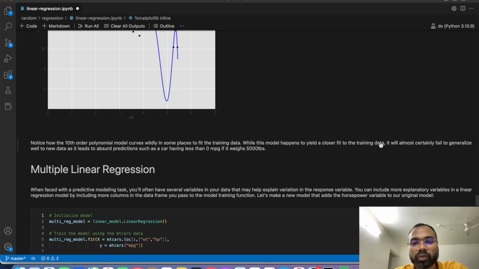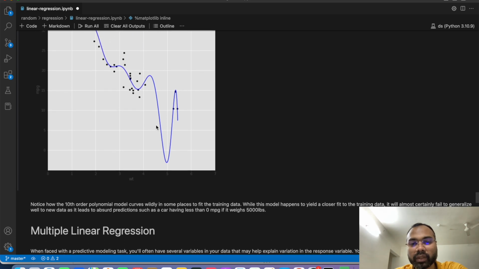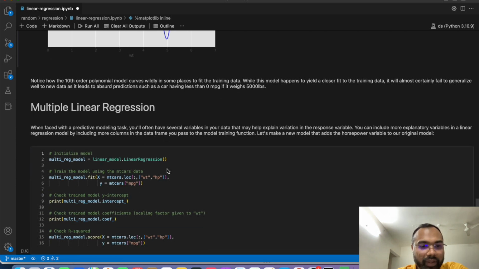While this model happens to yield a closer fit to the training data, it will almost certainly fail to generalize well on new data, as it leads to absurd predictions such as a car having less than 0 miles per gallon if it weighs more than 5000 lbs, right? Which is kind of incorrect.